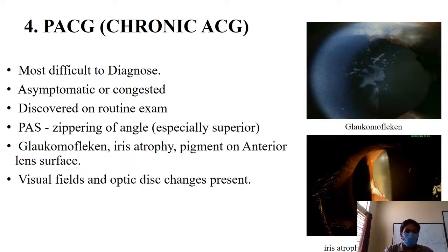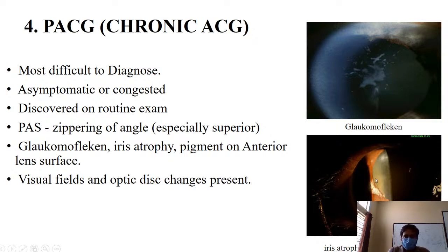What is chronic angle closure glaucoma? It is the most difficult to diagnose because the patient will have no symptoms and no signs. However, there are some little signs which are present, such as glaukomflecken. What happens because of the increased intraocular pressure? There is some ischemia of the lens. Because of this, some small cataractous changes will be present. This is called glaukomflecken.